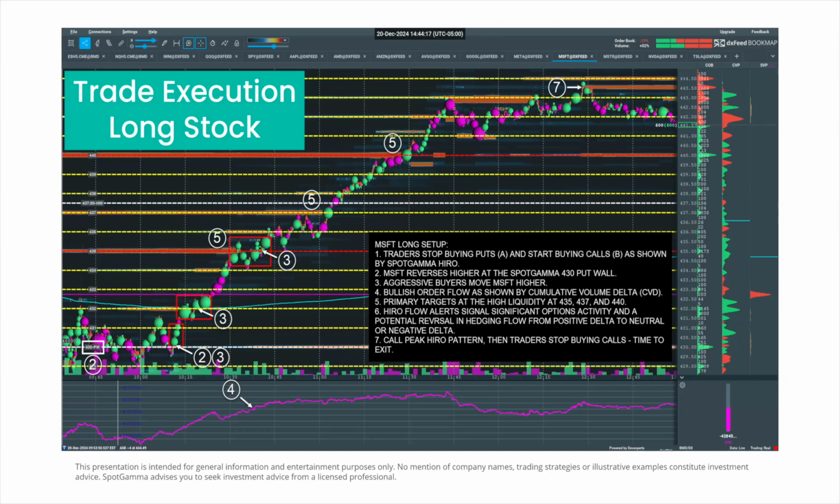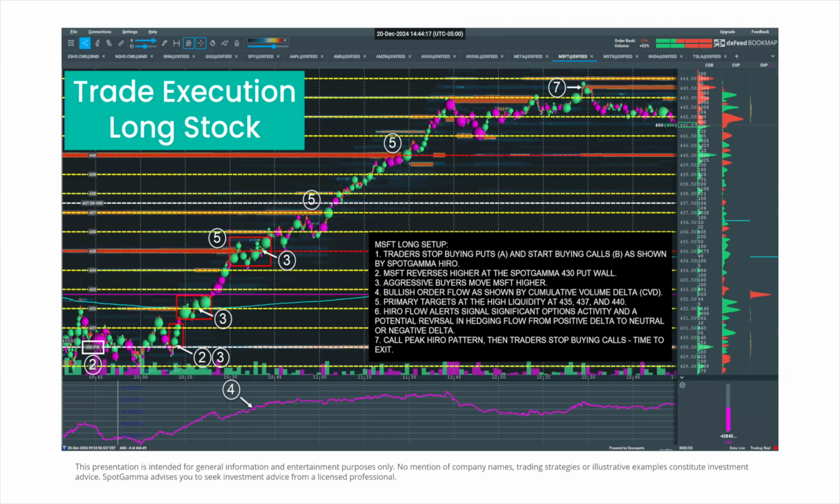The reversal higher at the 430 put wall, just before 10:15 a.m., is shown with a label 2 on the chart. After the break above 430, Microsoft moved higher as traders continued to buy calls and aggressive traders continued to buy shares. Around 11:45 a.m., traders stopped buying calls and aggressive traders began to sell shares. Microsoft moved a little higher until traders started selling calls around 12:30 p.m.